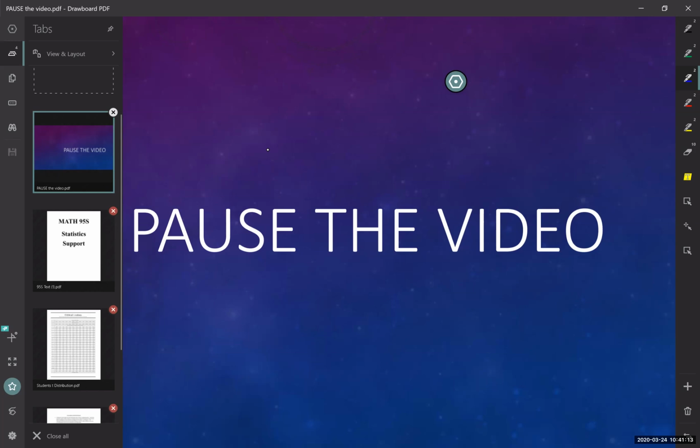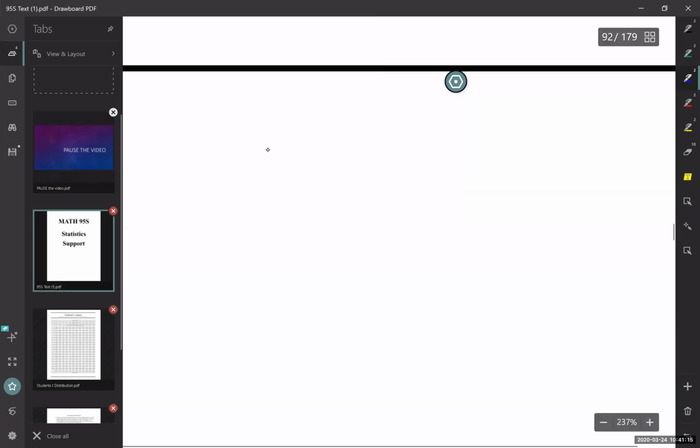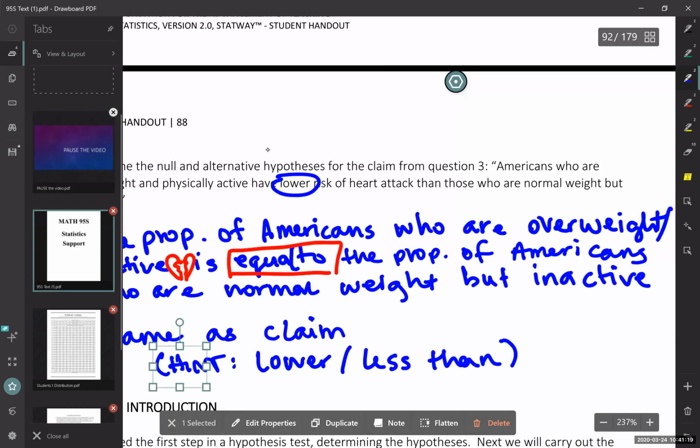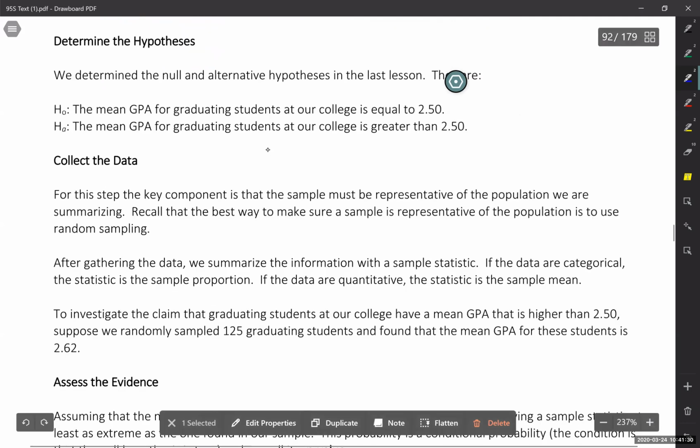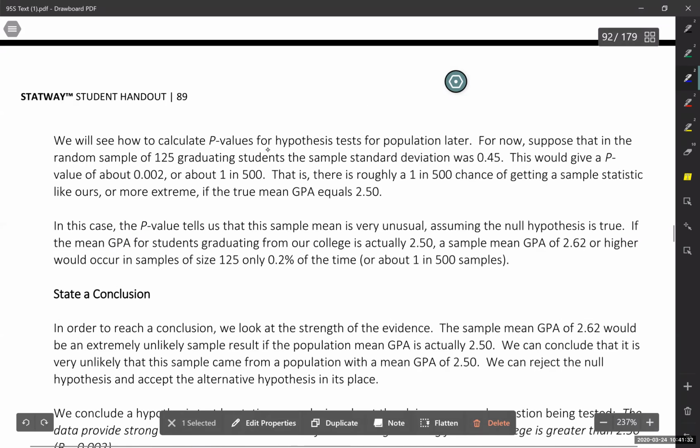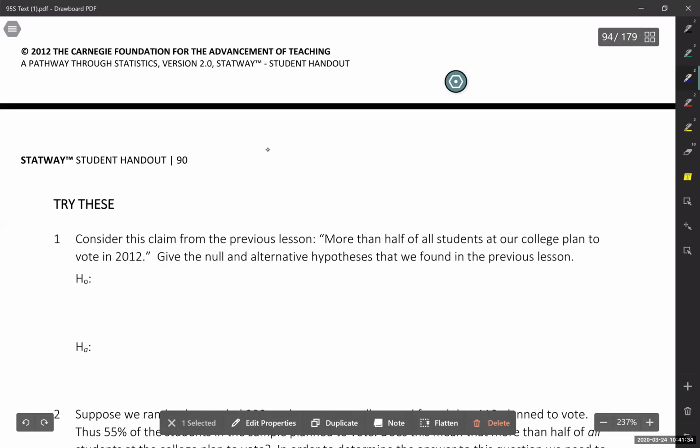All right, and we are back. So you read this part 2. Again, if you haven't read it, I'm watching. Pause the video, read this right here. And what we're going to do here is talk about the conclusions, or we're just going to talk about some more null and alternatives.